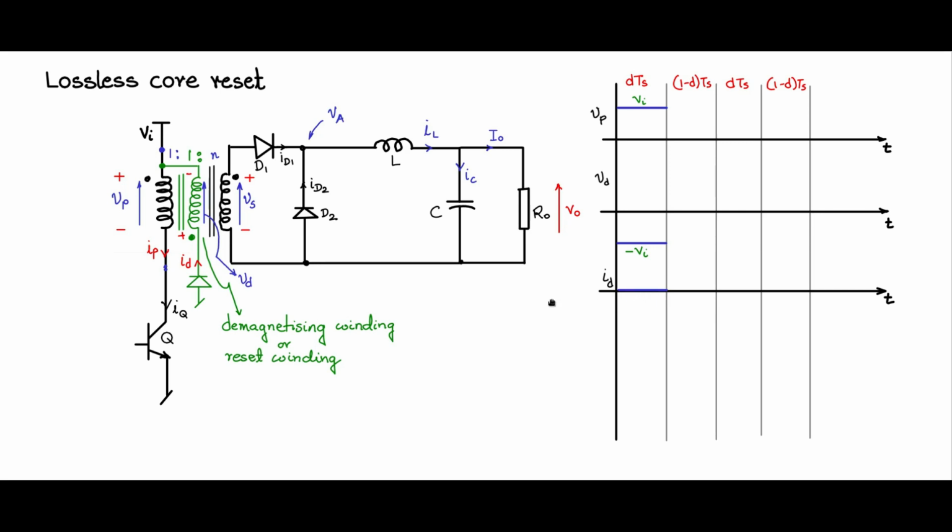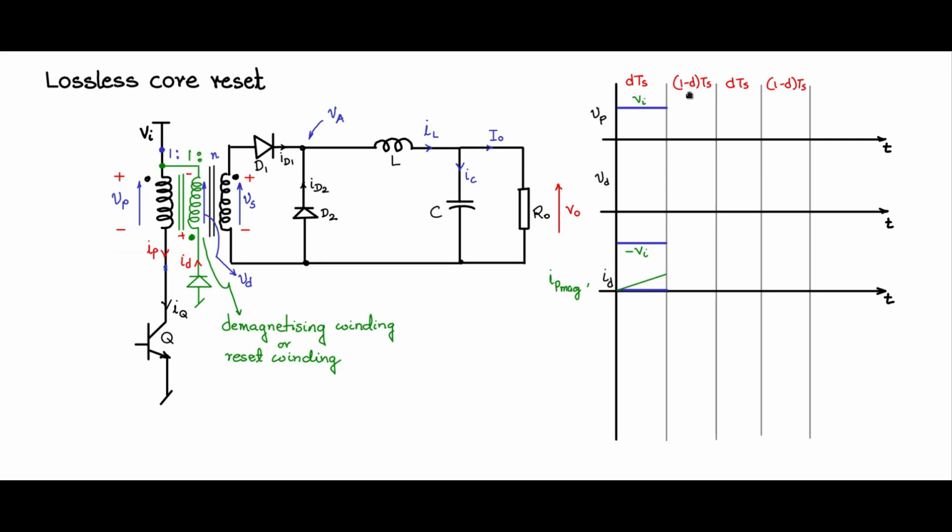Now if I take the magnetizing part of IP, recall that IP consists of two parts. One is the load reflected part, that is N times ID1, and the magnetizing part, IP mag. Together they form IP. So consider only the magnetizing part, IP mag, which is a kind of a ramp in this fashion, having a slope of Vi by Lm.